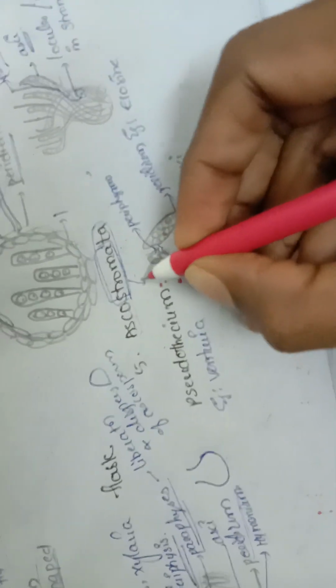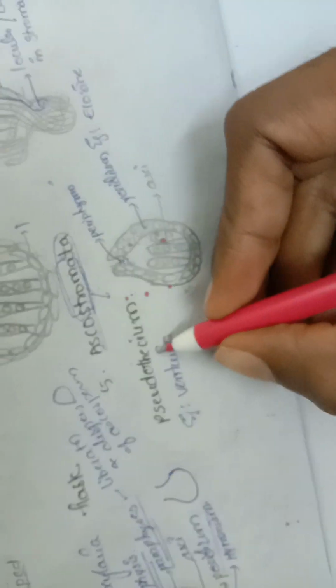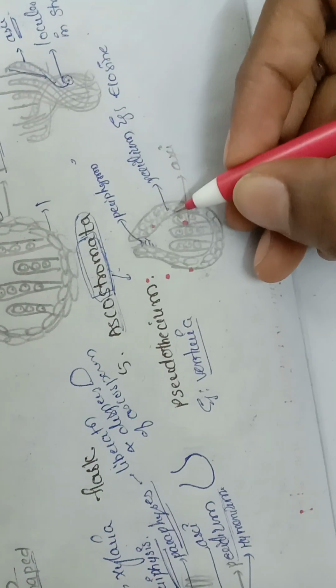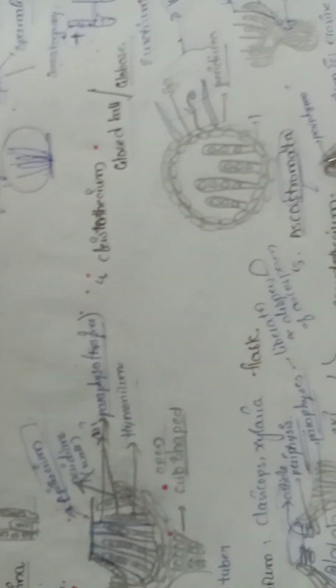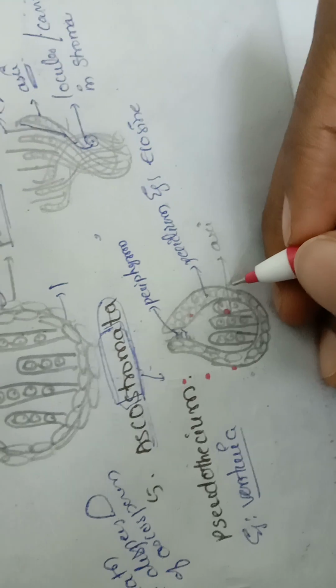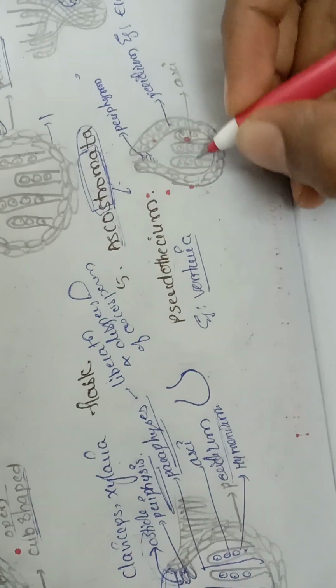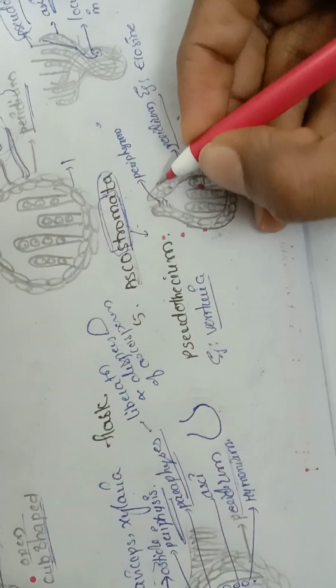Now the next one in the ascostroma is the pseudothecium. An example for it is Venturia. The pseudothecium is similar to the perithecium, and it produces the asci in a layer, with a peridium and periphyses.